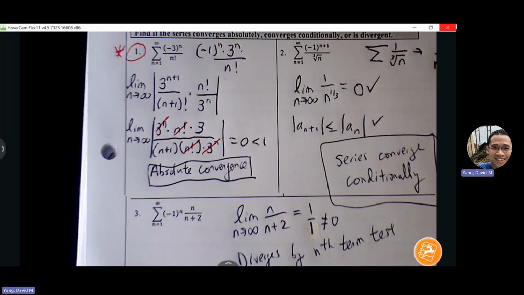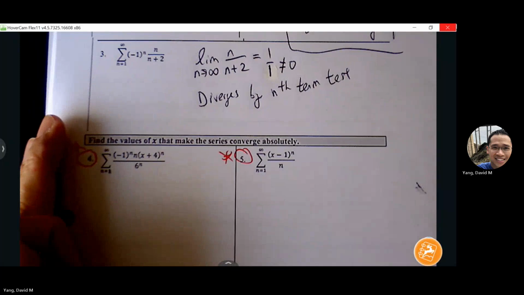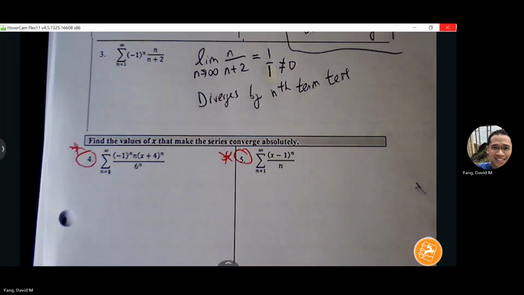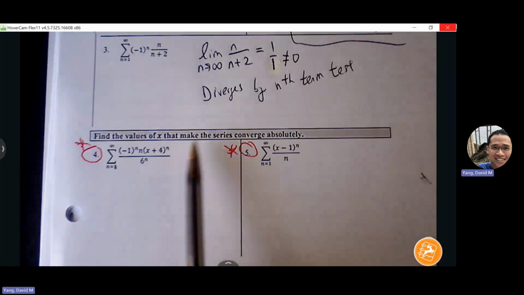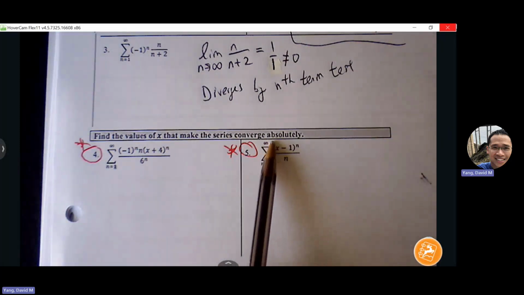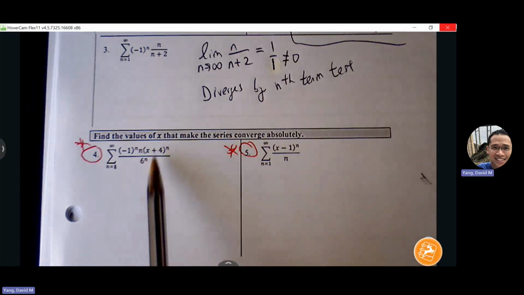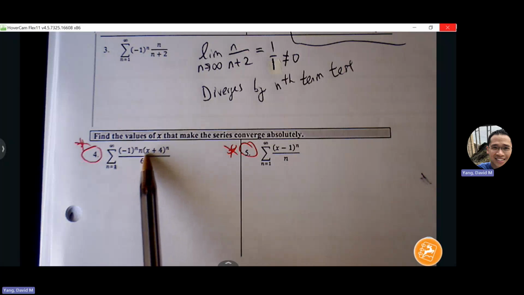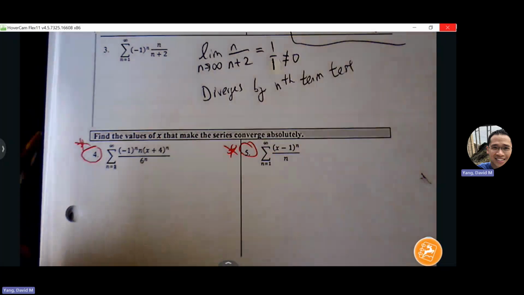Okay, numbers 4 and 5, let's go through those as well. Same page, page 37. This one's a little bit different here. It says, find the values of x that make the series converge absolutely. What's going to happen is that when we find the limit, the x is not going to go anywhere. It's n approaching infinity. So whatever is left over, we're just going to have to fit it into our rule. Let me show you what that looks like.